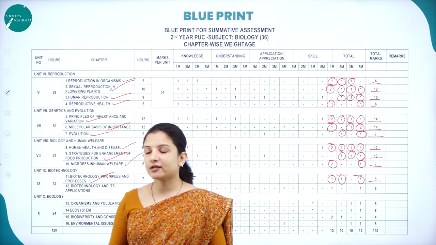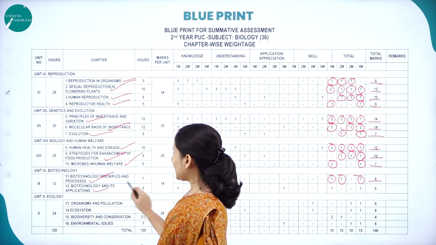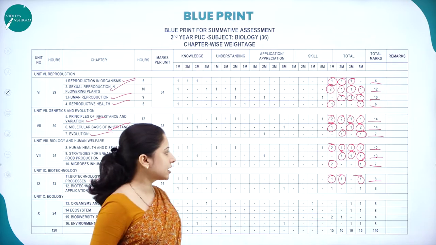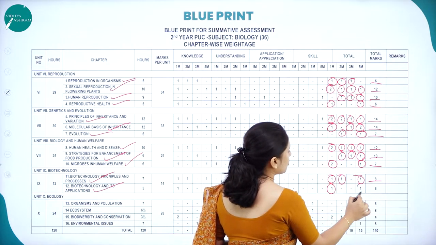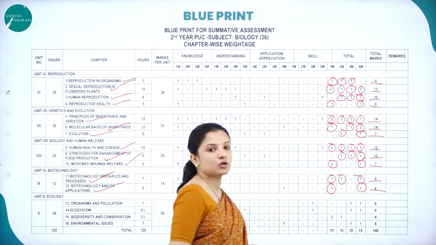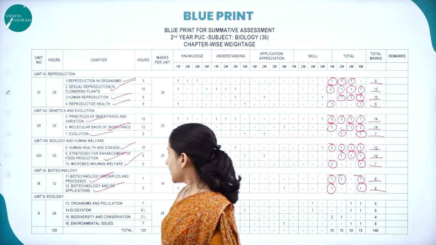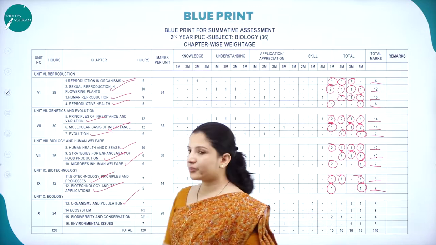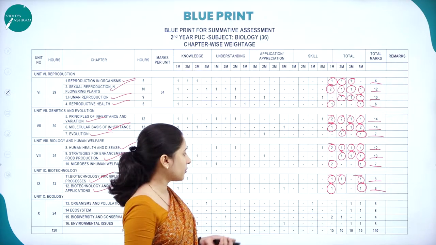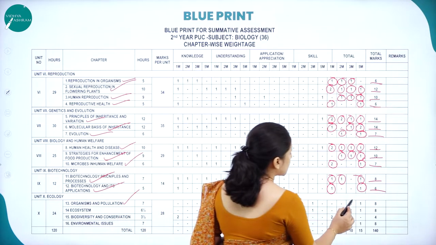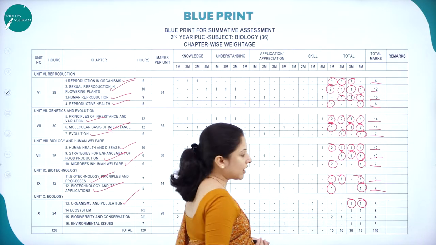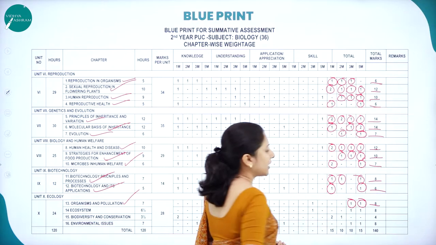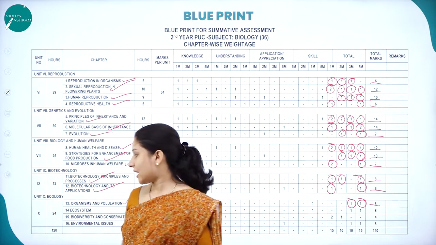Next, we have biotechnology and its application. So, from this particular chapter, you'll get 1 mark, 1 question and 5 mark, 1 question, therefore carrying a total weightage of 6. And next is organisms and population. So, under organisms and population, there is 3 mark, 1 question and 5 mark, 1 question, and 2 and 1 marks out of this, therefore carrying a total of 8 marks.